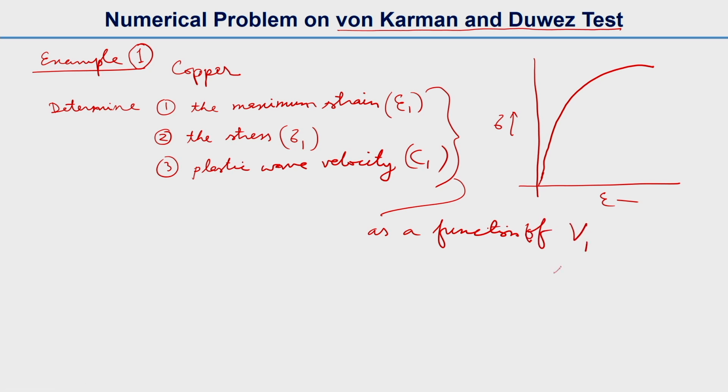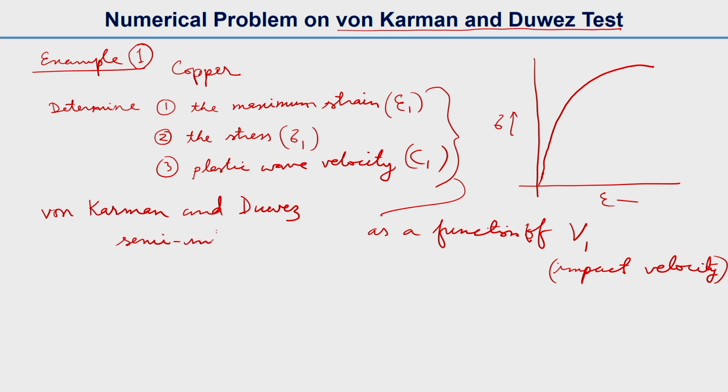Sorry, V1, the impact velocity of the drop weight. We need to find these in terms of that, and that is the von Karman and Duwez wire experiment, the semi-infinite wire experiment of plastic deformation.